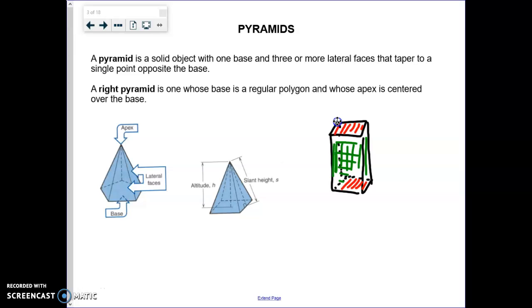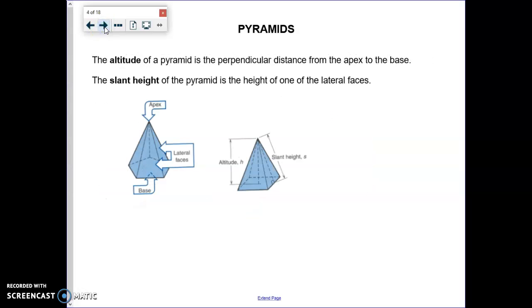All right? That meet at the apex. Now, a right pyramid is one whose base is a regular polygon, meaning all the sides are the same length, and whose apex is centered over the base. Now, a couple parts that you're going to need to know about these pyramids, that are going to help us to be able to use the formulas to find the lateral area, the total surface area, and the volume, are the altitude.